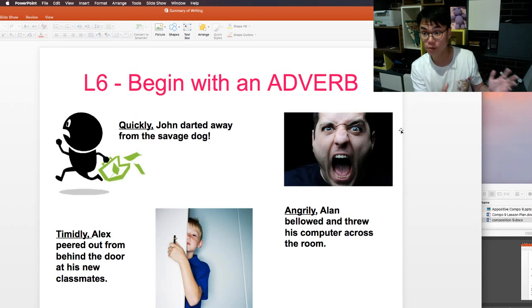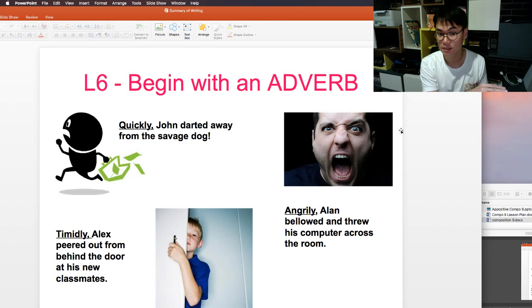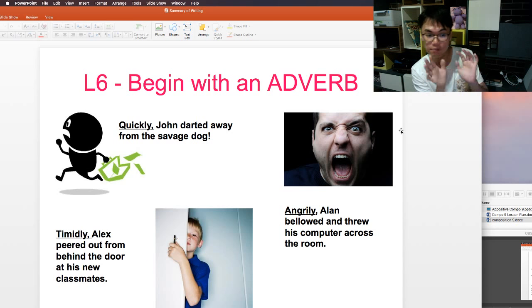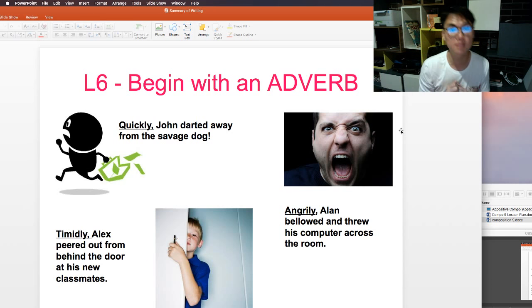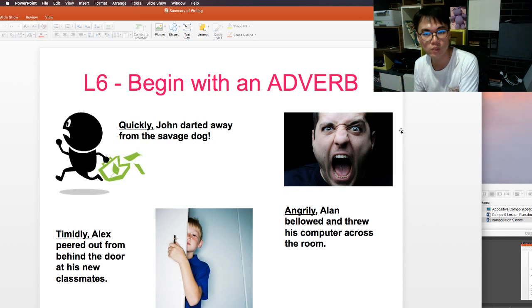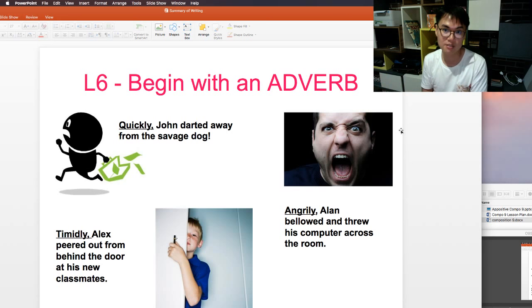So adverbs, remember, actually add to the verb. So how did John dart away from the savage dog? Quickly. How did Alan bellow? Angrily. How did Alex peep from behind the door? Timidly. Okay, so these are adverbs. They add beautiful detail to your actions. So adverbs are very powerful. Always try to put them into your stories consciously so that you're describing the manner in which the action takes place. Okay?